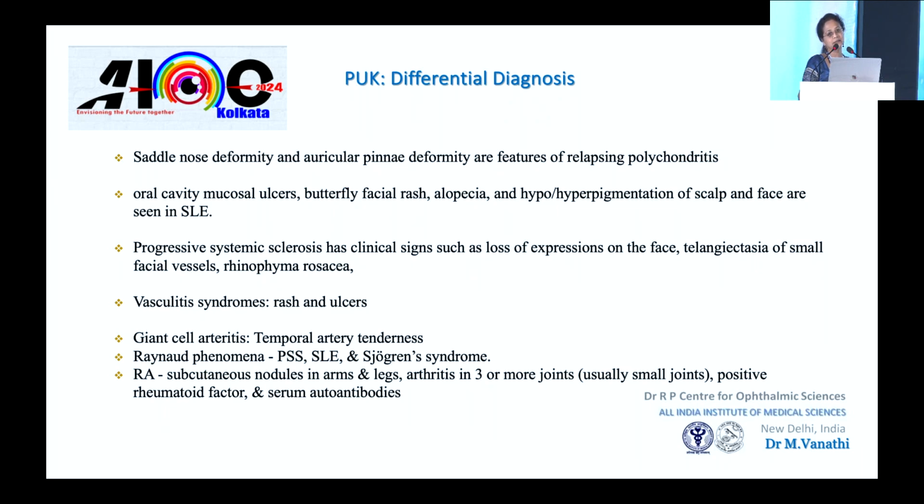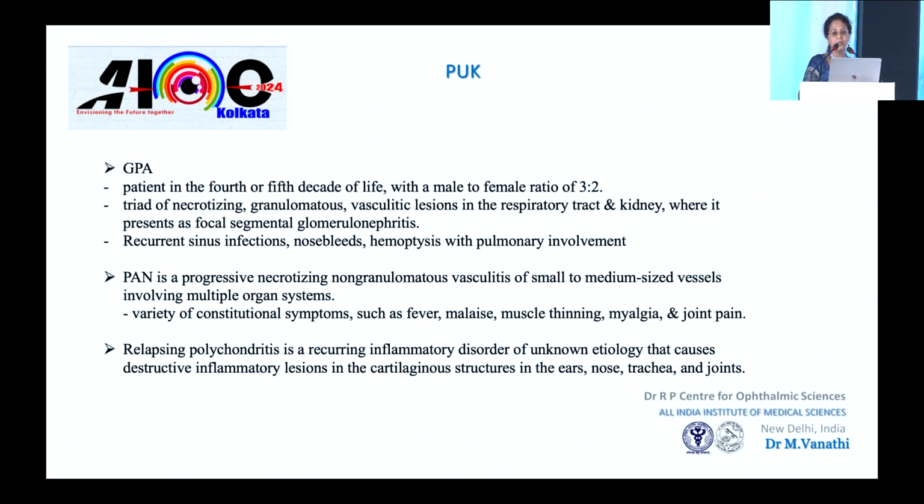Vasculitis will usually have other systemic features associated, and the pertinent features for giant cell arteritis are temporal artery tenderness. Raynaud's phenomenon occurs in systemic sclerosis, SLE and Sjogren's, and subcutaneous nodules if you look at rheumatoid arthritis. Most commonly you will find PUKs in rheumatoid arthritis patients, secondary to the dry eye disease and the immune pathology of the ulcer.